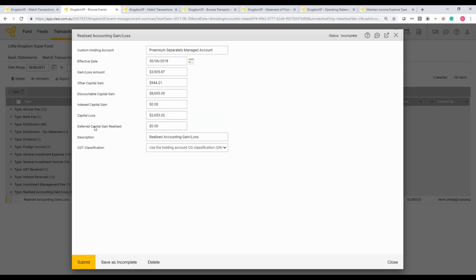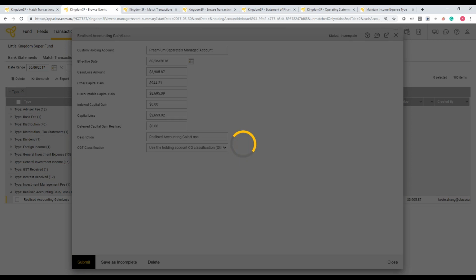Now, there's an action field, deferred capital gain realized. So if your portfolio wrap account is actually taking up transitional CGT relief, and if you have sold some investment that triggered this deferred capital gain amount crystallized, then you need to enter that amount manually through here, but in this case, it's not applicable. So we'll leave it blank. Okay, so that's the capital gain. So I'll come back to gain loss amount. So I'll just submit that for the moment.